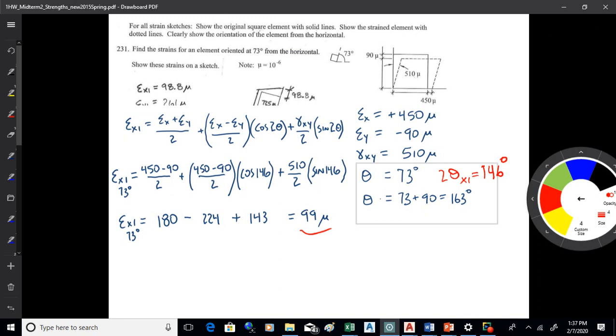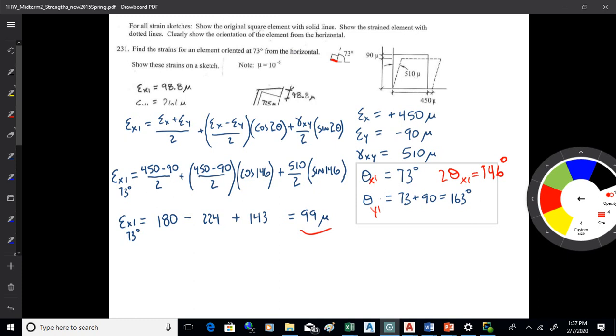Okay, so that's, you might call it epsilon x1. Then we also have epsilon y1, which is the strain that would occur on this line right there. So that would be 90 degrees more than 73. So I'll go ahead and run the equation a second time using twice 163 degrees to plug in. Okay.